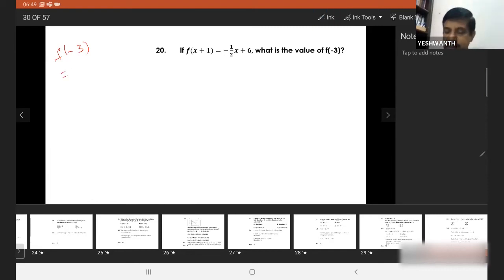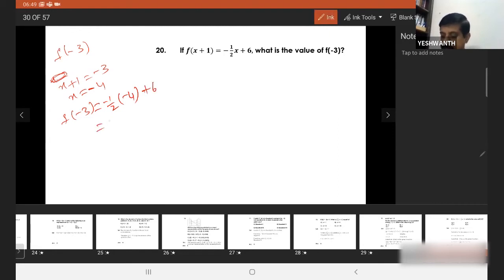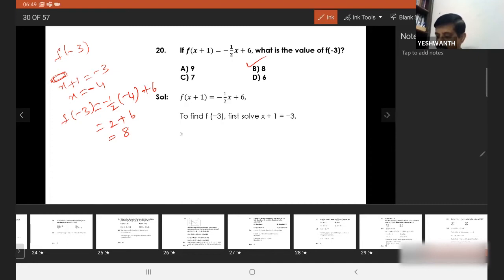So f of x plus 1, we'll take it like this. x plus 1 equal to minus 3. So x equal to minus 4. So that means f of minus 3 is nothing but in place of x we'll write negative 4, so negative half times negative 4 plus 6. So this is 4 by 2, which is 2, plus 6, that is 8. So we have option B. Please note it fast, quick.